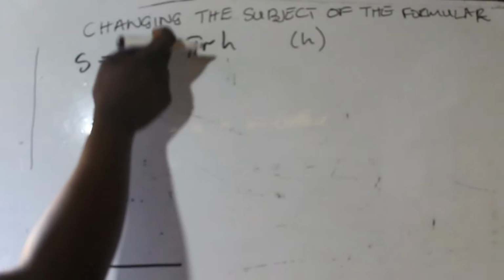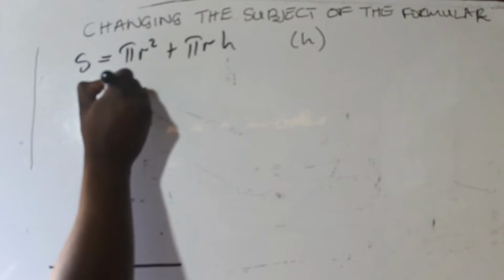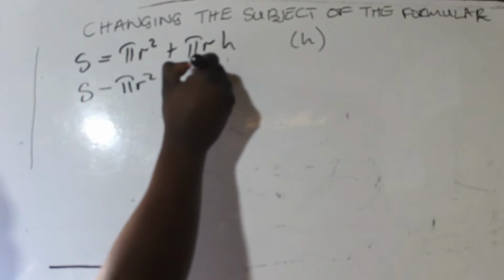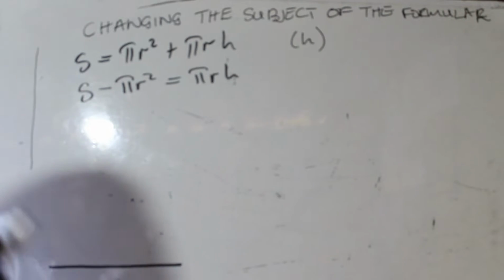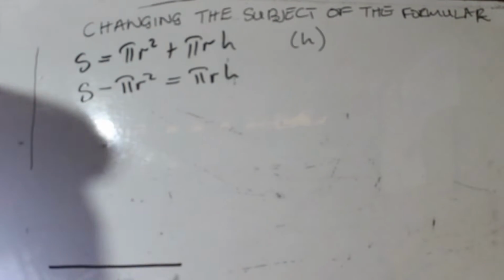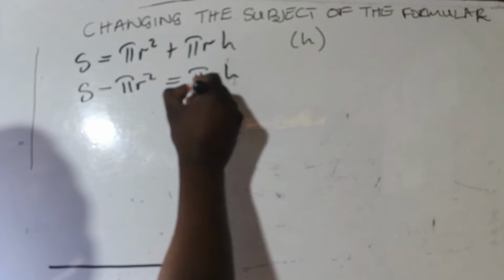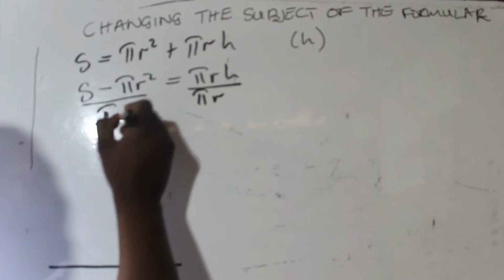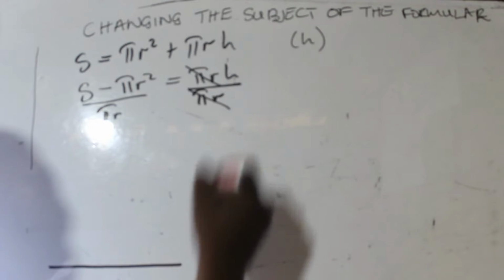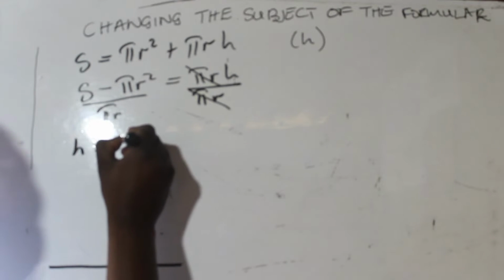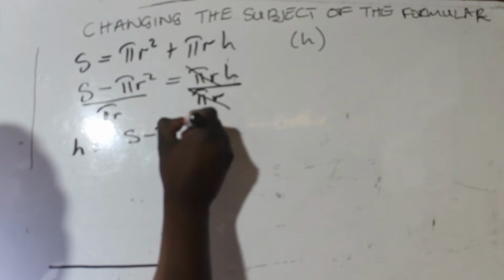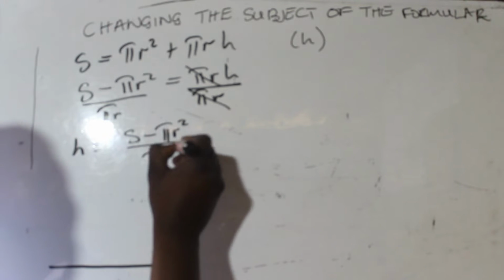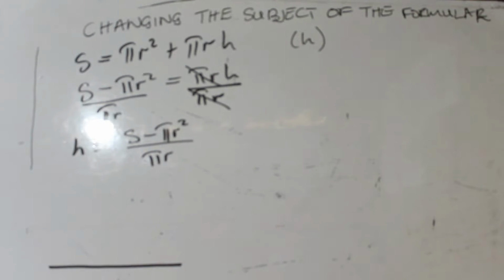So this part will jump to this side, so it becomes S minus pi r squared is equals to pi r h. To make h the subject of the formula, we have to divide everything by pi r. So this will cancel with this. Therefore our h is equals to S minus pi r squared over pi r. That's our h. We have made h the subject of the formula.